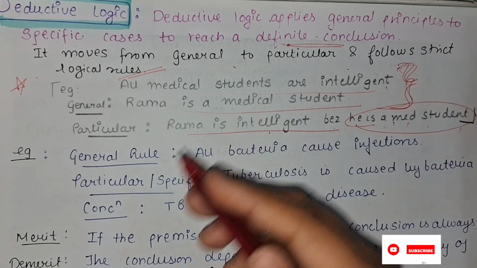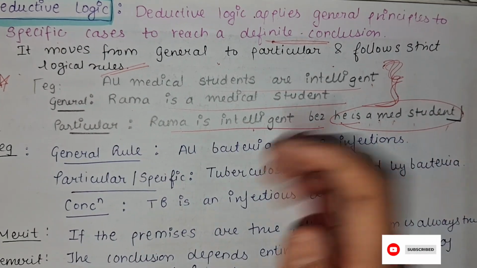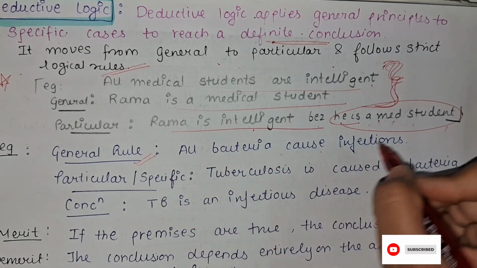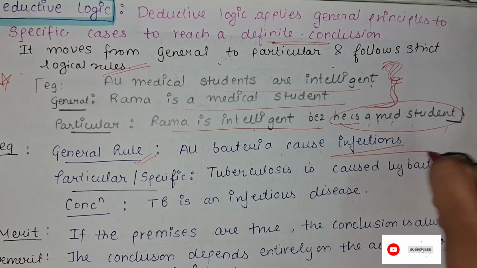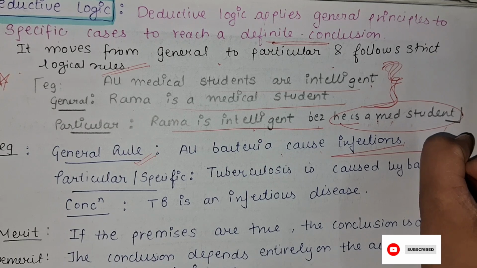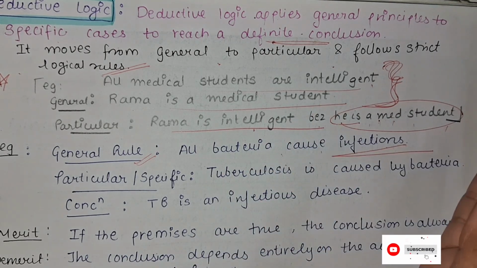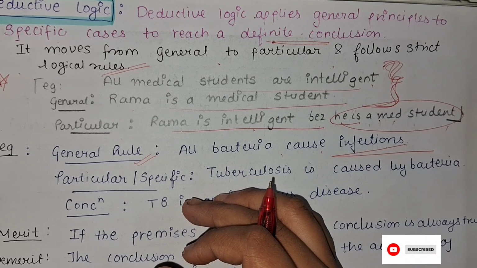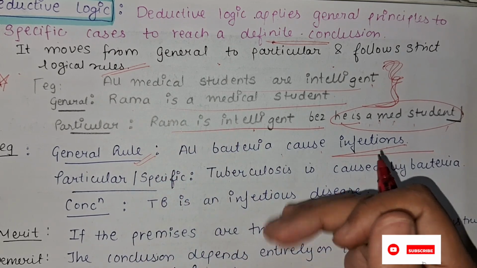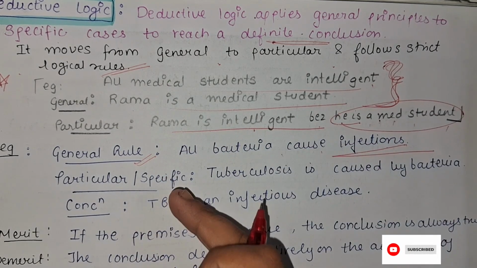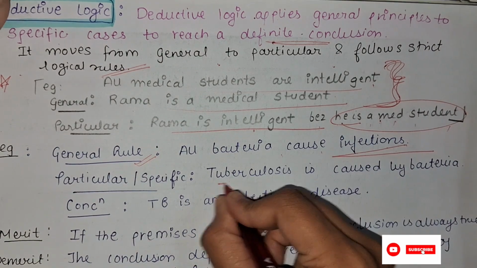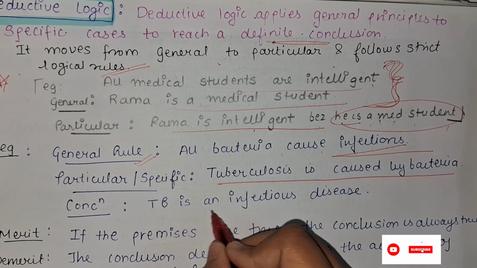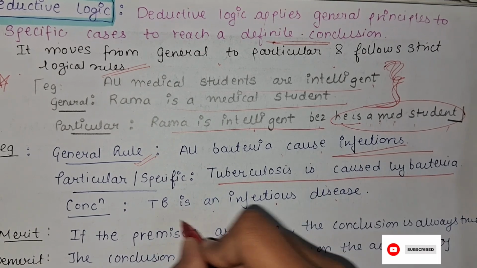Okay, so the next example is a general rule that all bacteria cause infections. Like there are so many bacteria, gram positive and gram negative bacteria, E. coli, staphylococcus, streptococcus. These all are bacteria which cause infection. But specifically we can say that tuberculosis is caused by bacteria. Okay, so TB is an infectious disease.